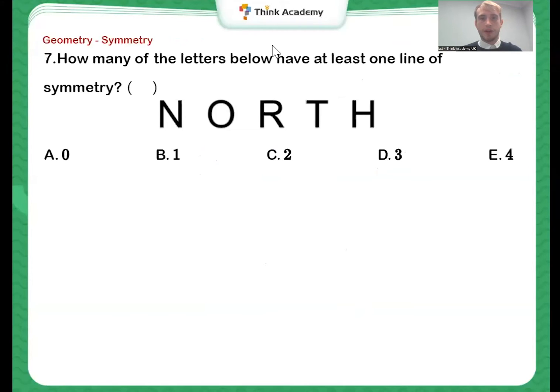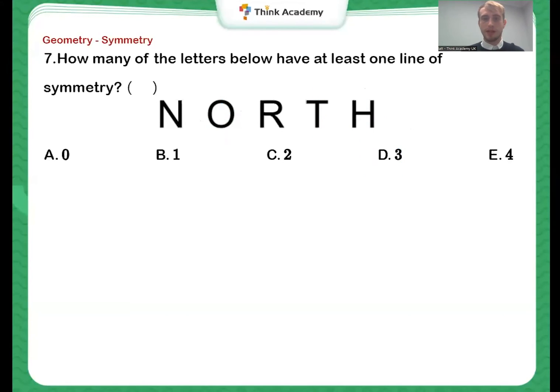Right, this one was done very well. I think I won't talk too much about this one. The 3 lines of symmetry for this one are, we've got lines of symmetry going through the O. There's a couple, so at least one. Got no symmetry for the N, none for the R. You've got symmetry going through the middle of that T, and you've got some symmetrical lines going through the H. So your answer should be 3 for that one.